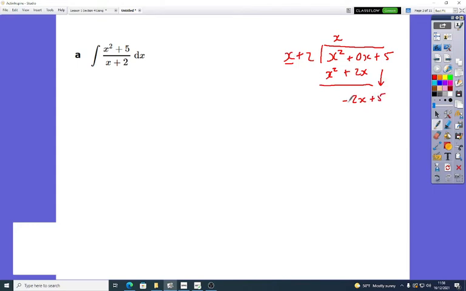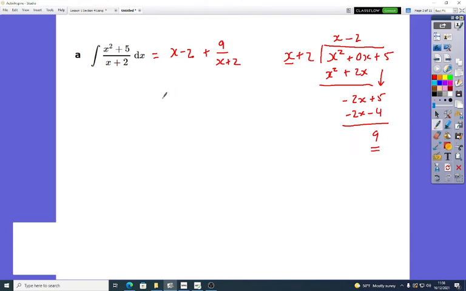Then do x into minus 2x will give me minus 2. Minus 2 times x is minus 2x. Minus 2 times 2 is minus 4. Bring that down, that will go to 0. 5 minus minus 4 makes a positive, becomes a 9. That becomes the remainder. So this can be written as x minus 2 plus 9 over the factor we are dividing by, x plus 2.